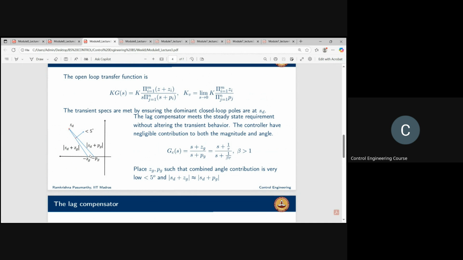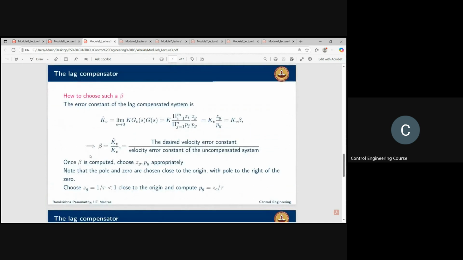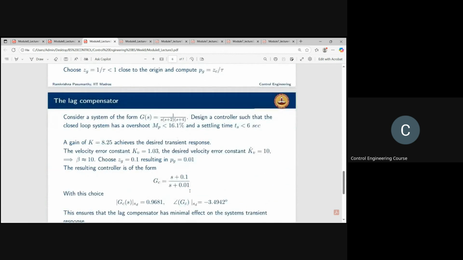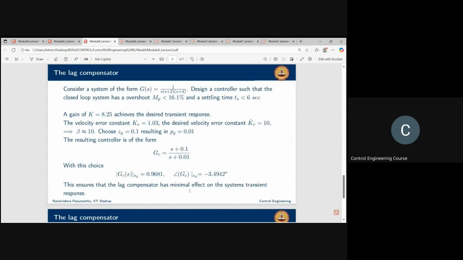The exact location is still not determined, right? So what you have to do is, if the reciprocal of ZG is tau, write ZG as 1 by tau, and you want ZG close to the origin, and then compute PG, which is ZG by beta. So in the lag compensator, they have an example here. Let me read this.